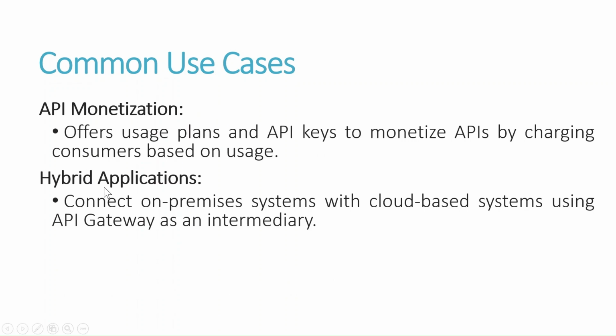And the fifth one is hybrid applications. Connect on-premises systems with cloud-based systems using API Gateway as an intermediary. So the API Gateway allows businesses to connect their local on-premises systems with cloud-based systems, enabling seamless interaction between both.